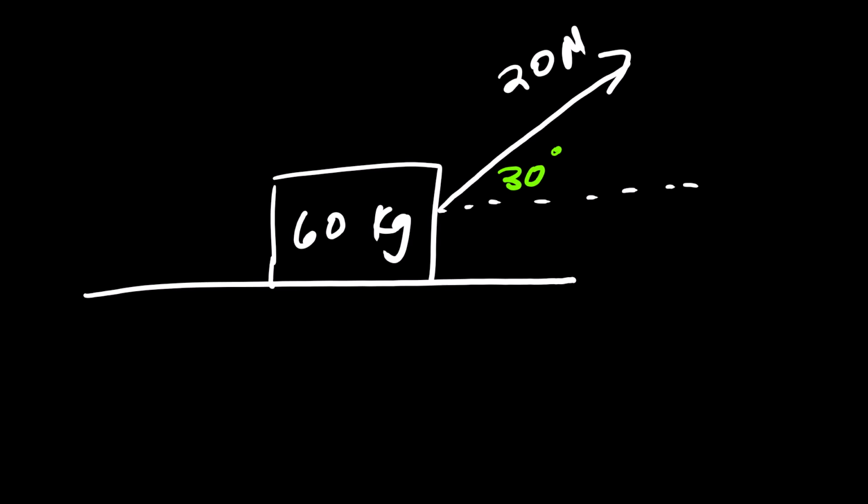Let us look at the first example. We have this object which is 60 kg. Then there's a force applied onto this object which is 20 newtons. The angle is 30 degrees, and then we are looking for the normal force.